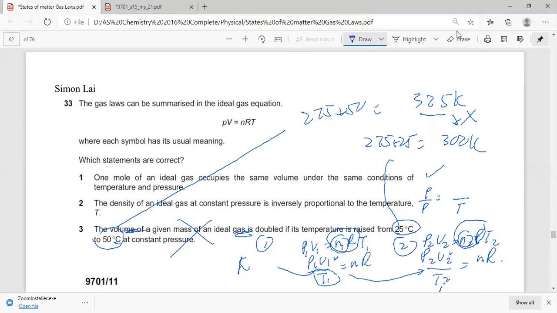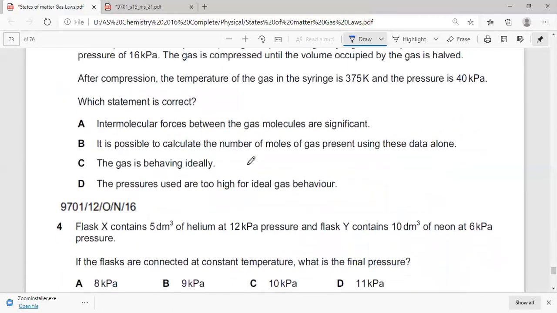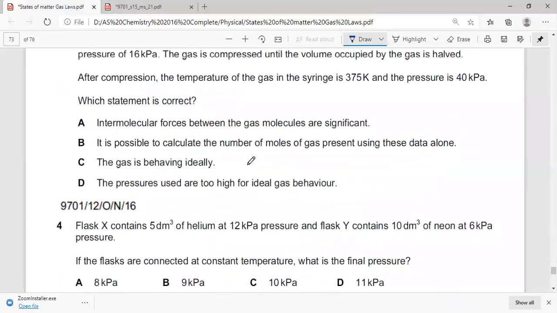Now the last one I want to show you is this one here, page 73. The rest I won't show you because time is not on our side. I will go next time to Charles's law and Dalton's law of partial pressure, so you can do the rest for yourself.